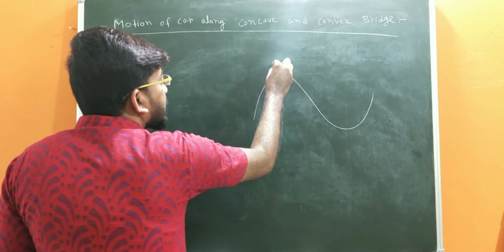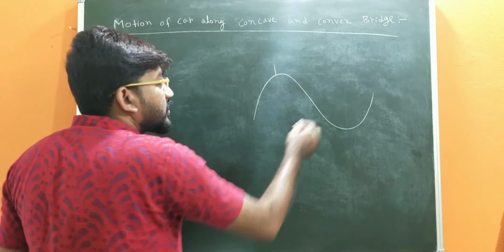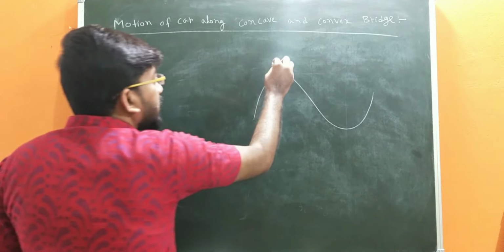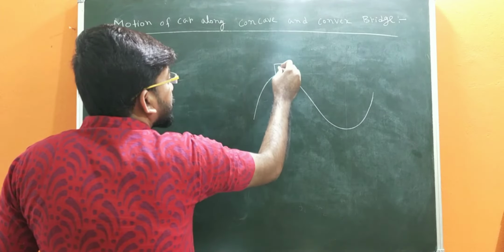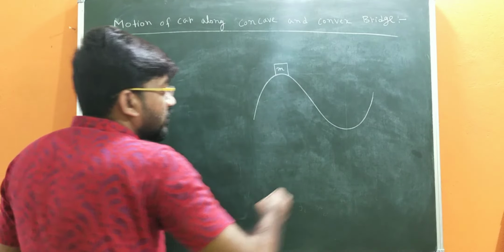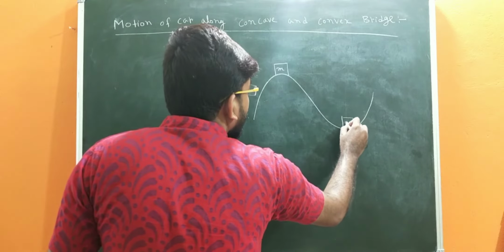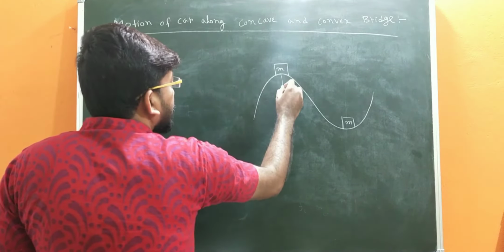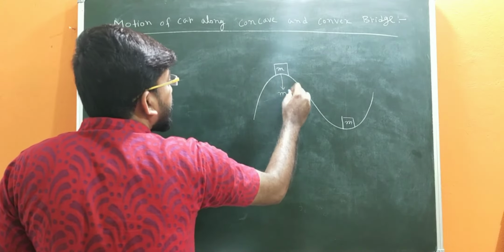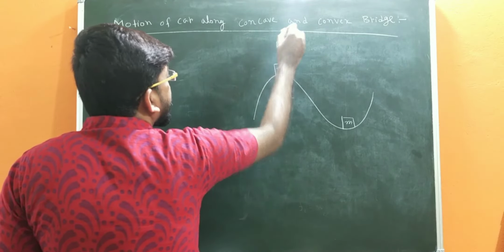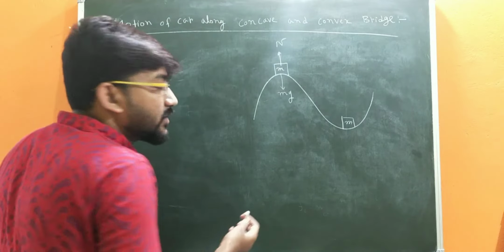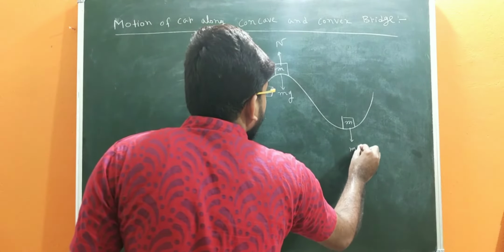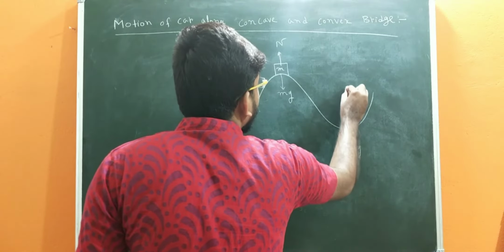For simplicity, let me suppose that the radius of both paths is the same. Let me suppose that the car is here and also here. So what are the forces that will be acting here? One is mg in the downward direction and the normal force N, and I am using the same notation. Here is mg and here is N.